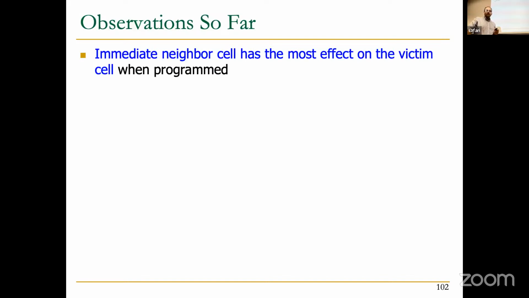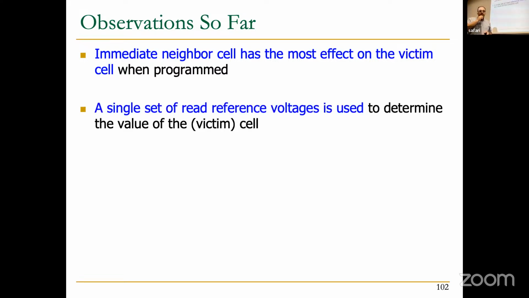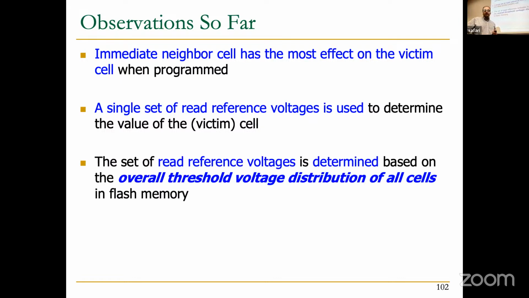Our observation so far is that the immediate neighbor cell has the most effect on the victim cell when programmed, right? We observed in that figure that 58% or so was the dominant factor, the interference. A single set of read reference voltages is used to determine the value of the victim cell, and that set of read reference voltages is determined based on the overall threshold voltage distribution of all cells in flash memory. So we should pay attention to this overall term here, right?